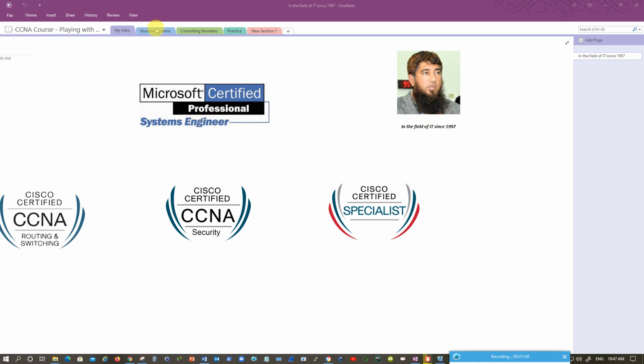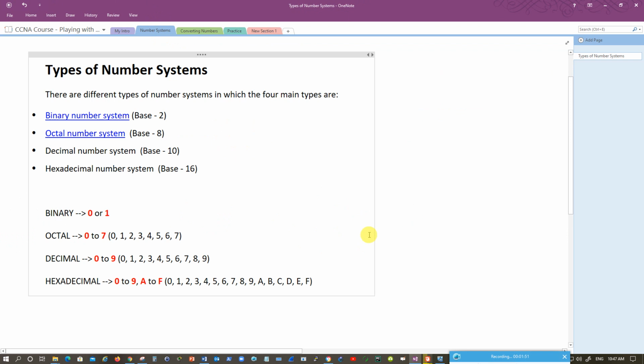Okay, so basically when you see the types of number systems, you'll come across binary number system, octal, decimal, and hexadecimal. Four of them, very popular ones. We say that binary has base 2 for just one reason, and the reason is that binary can be either 0 or 1. Only two faces of binary, there is no other face for binary. That's why it has a base of 2, it is based on two numbers.